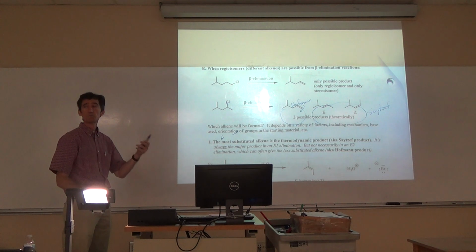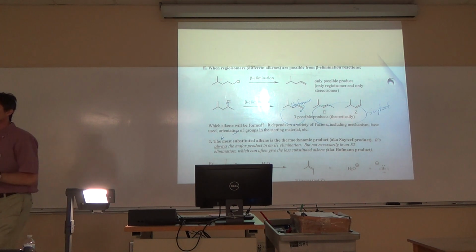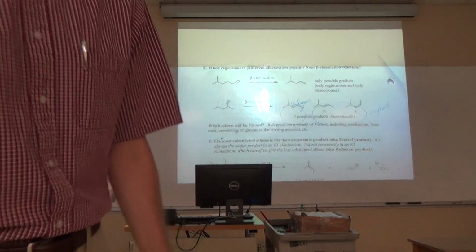Okay, we'll be picking up here on Monday. But let me ask you a final question. If you wanted the Hoffman product as a product, which mechanism would you have to make sure was the reacting mechanism? E2. Why? Because E1 always gets what? Right. E1 always gets Zaitsev. So if you want Hoffman, you better make sure your mechanism is E2. Everybody agree? All right, let's go home.